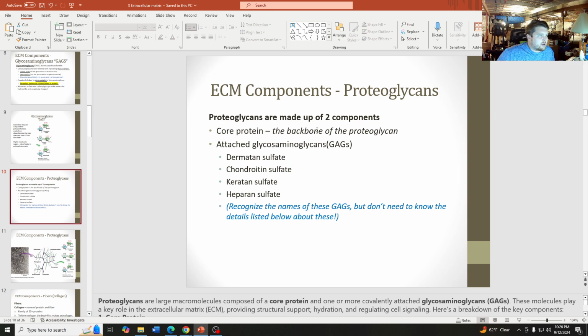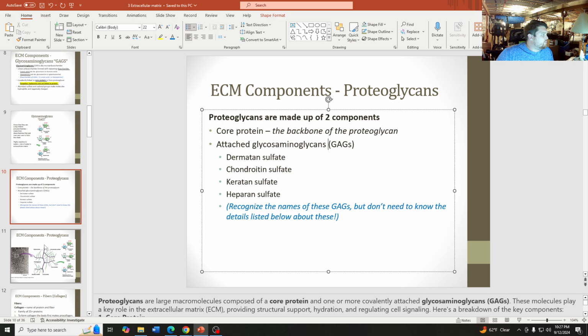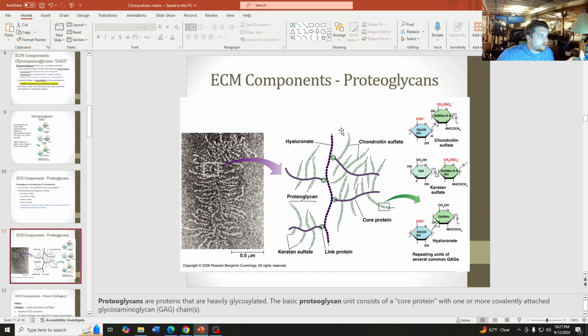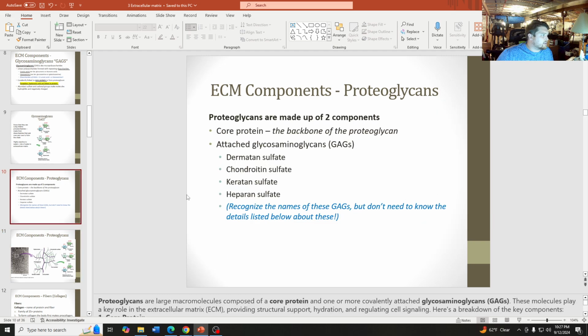So proteoglycans are made up of two components. You have a core protein and then attached glycosaminoglycans. The core protein is the backbone of the proteoglycan, and then the attached glycosaminoglycans, or the GAGs, complete the whole process. So we have our core protein right here, in the purple. And then all these linear chains, these are our GAGs. So the GAGs bind onto the core protein, and that process turns them into proteoglycans. Here's some of those examples.